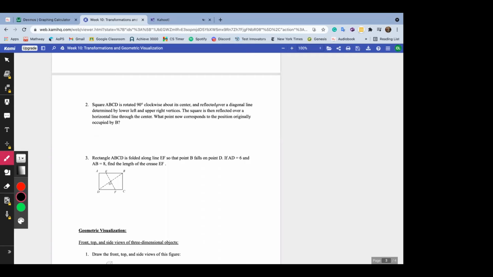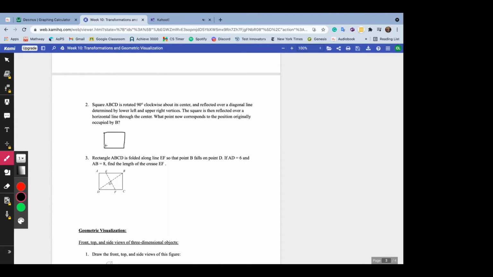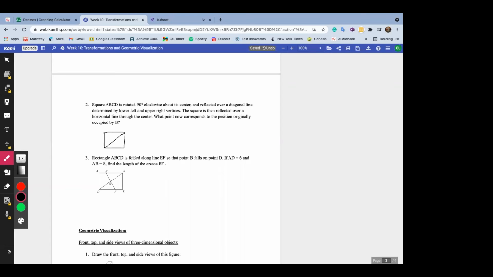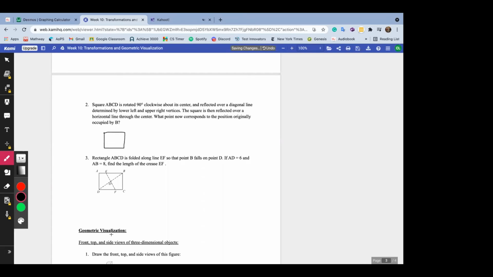What do you mean by a diagonal line determined by lower left and upper right vertices? I think it means a diagonal line from what I drew from B to D. So the lower left is here and the upper right is here, so you just reflect it. But once you turn it 90 degrees clockwise, it becomes sort of like a rhombus. No, actually I want to explain this because I think you guys are getting pretty confused. No, I think when it turns, it becomes A and C.